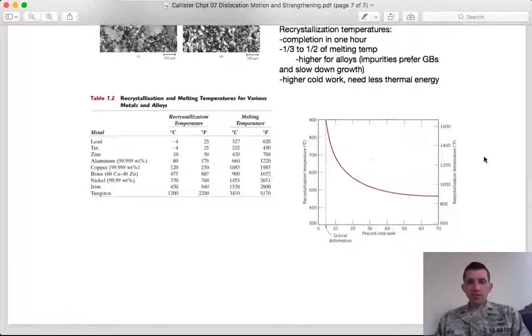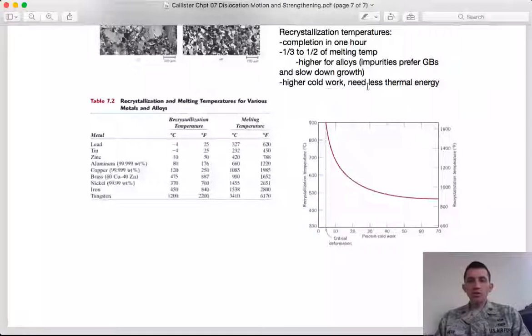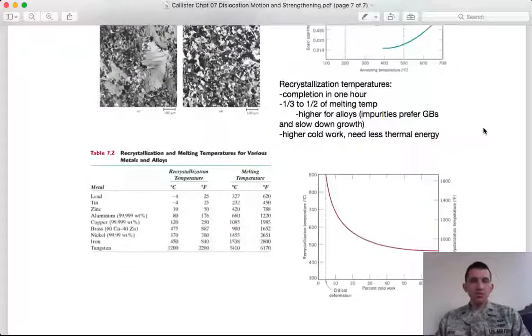Last thing I'll say here is that the more you cold work, the less temperature you need. So in this plot here, I have recrystallization temperature as a percent of cold work. You can see if I really cold work it out here, 60-70%, I need a much lower temperature than if I just barely deform it at all. So there's a certain amount of energy needed to move those atoms around, and I can either provide it through the strain energy in the lattice, or I can provide it through the thermal energy of the environment. Okay, so that's the end of my notes.